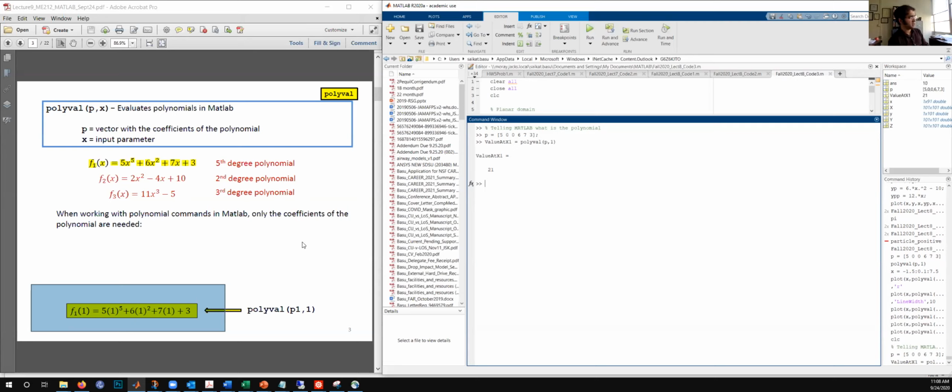You can do a very quick check of whether you got it right. Plugging in 1 for the x positions, this is 5 plus 6, 11, plus 7, 18, plus 3, 21. So it indeed is correct.